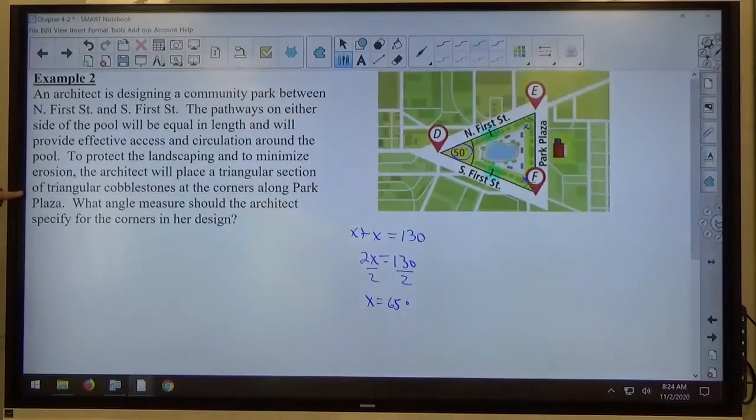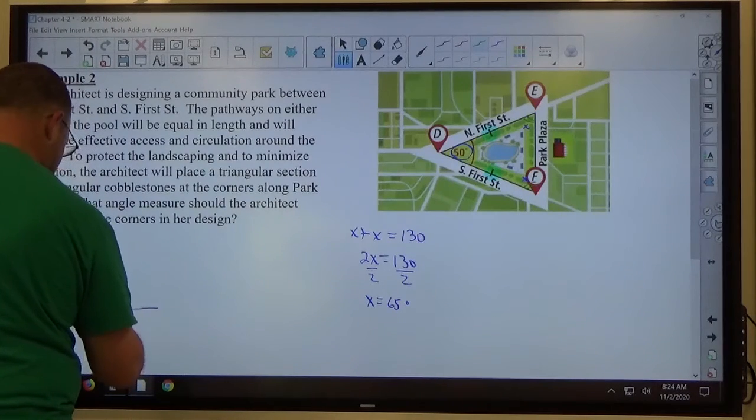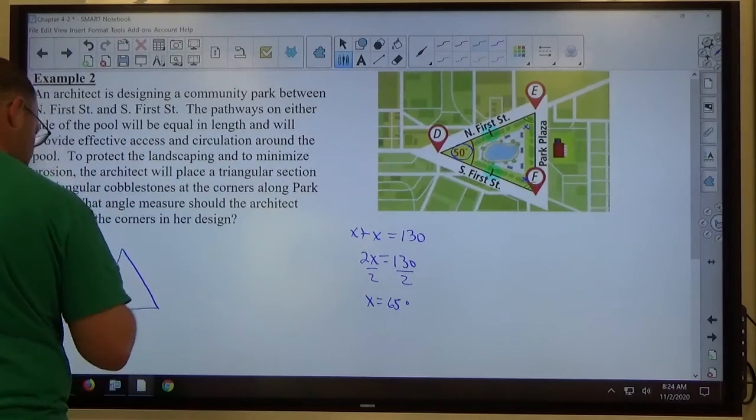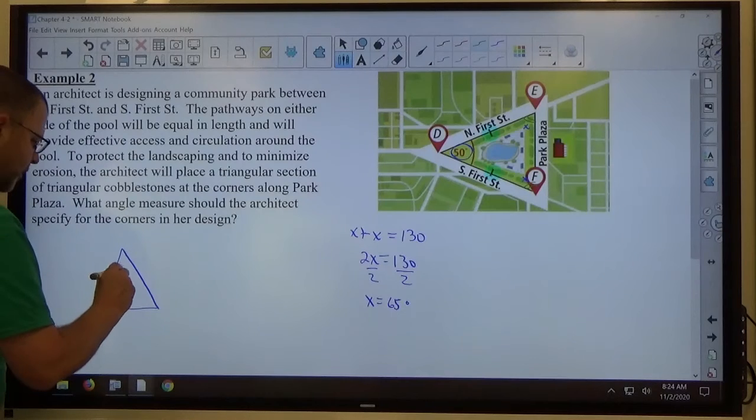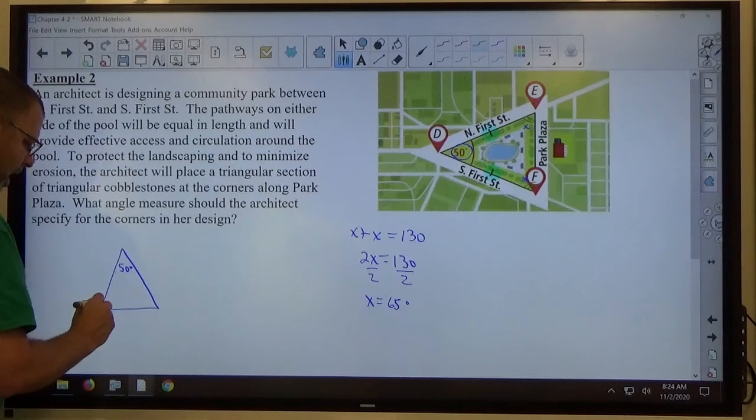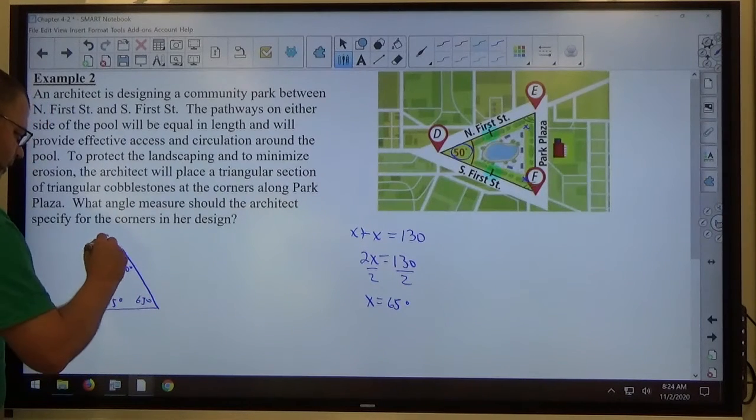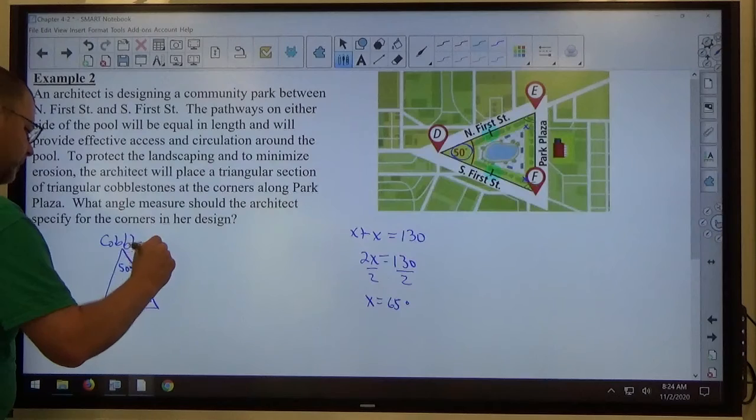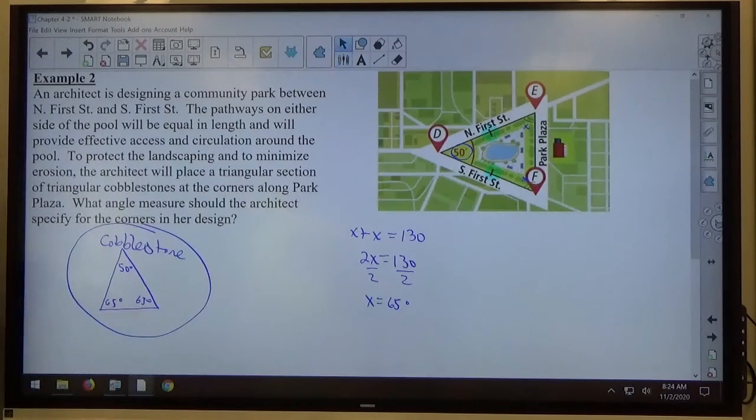Now, it says, what angle measure should the architect specify with the corners in her design? So if I'm drawing a picture of this cobblestone she's going to be purchasing, right? It's supposed to have the same angle measures as the park itself. It should have a 50-degree angle at the top. It should have two base angles of 65 and 65. All right. I would answer it that way.